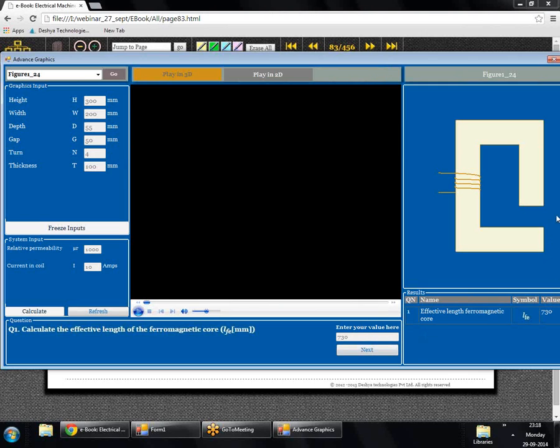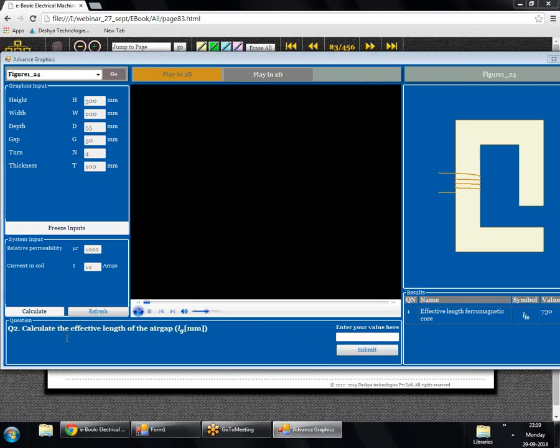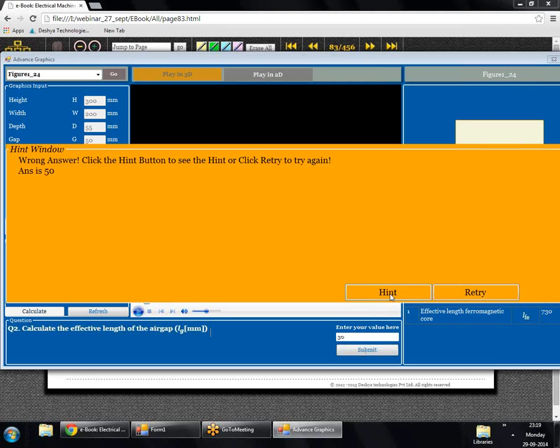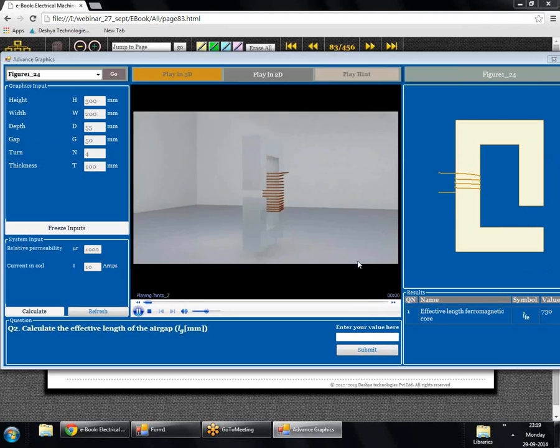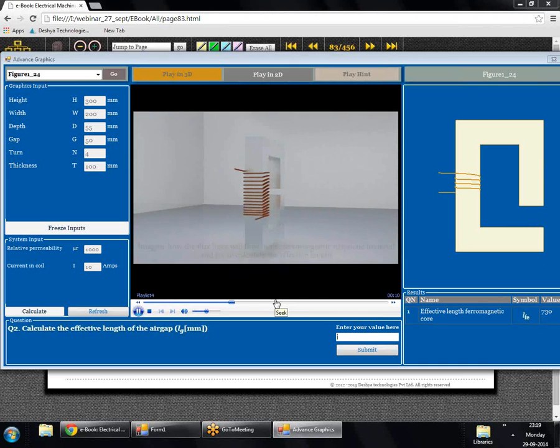So once we click on the next button, the next question appears, and it says calculate the effective length of the air gap. Now again here, if I enter a certain value, this actually is the wrong answer, and if I click on submit, again it shows the wrong answer and the hint button comes. Now if I go through the hint very carefully, I would be able to find out the right answer to this problem.